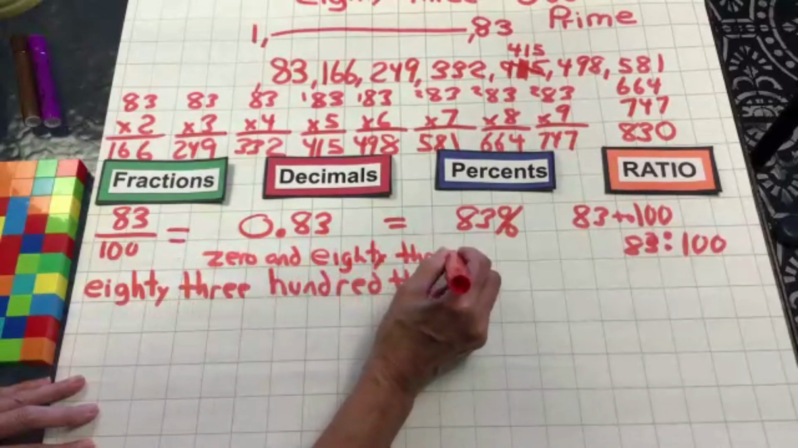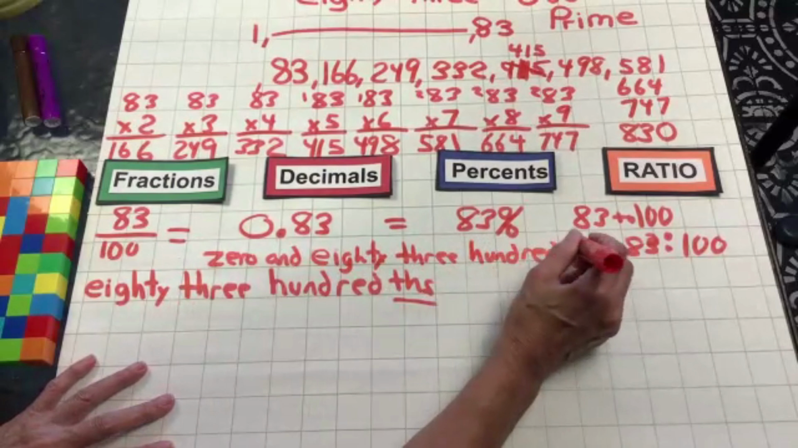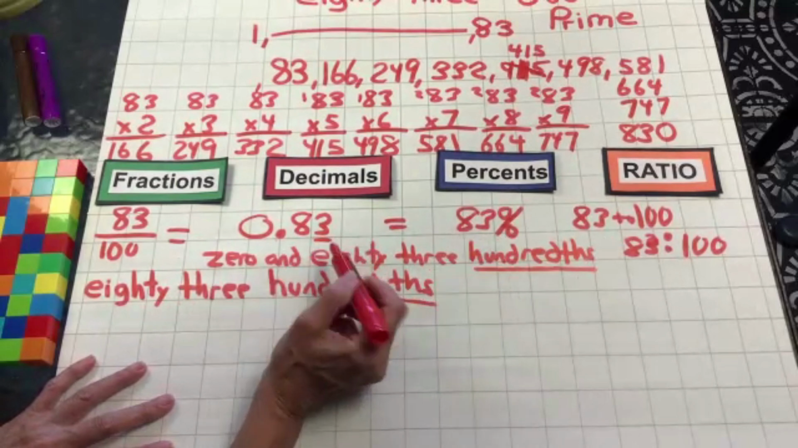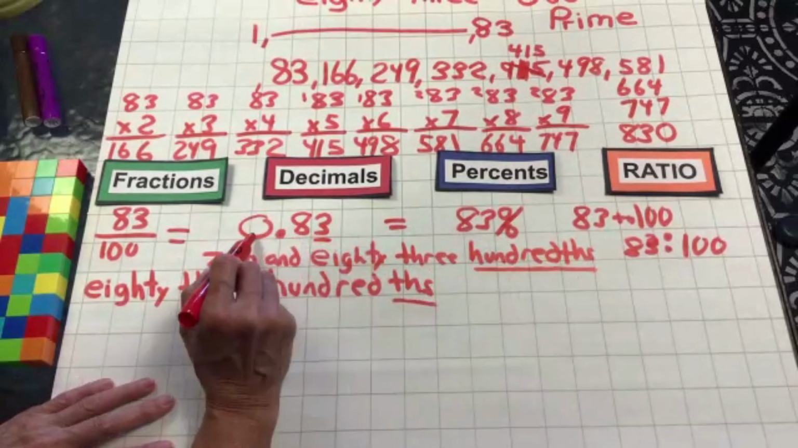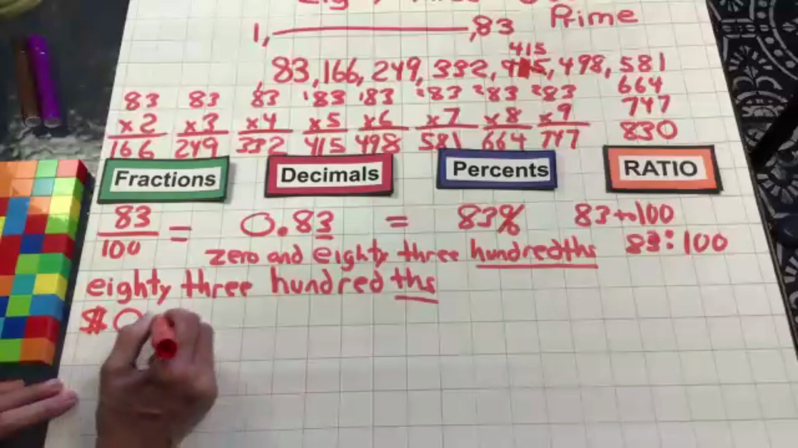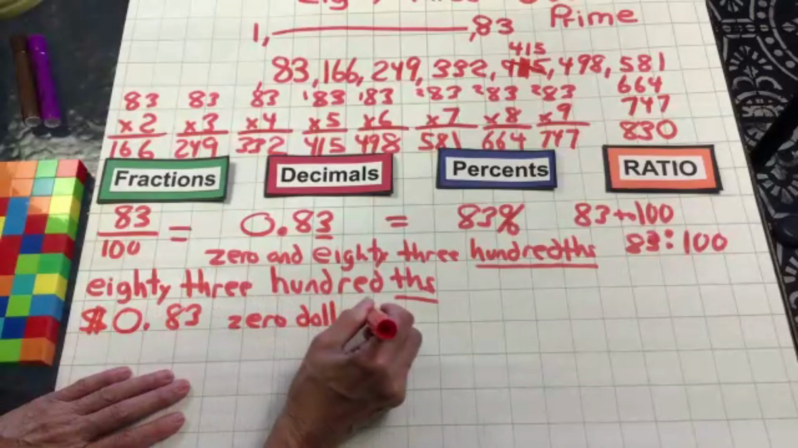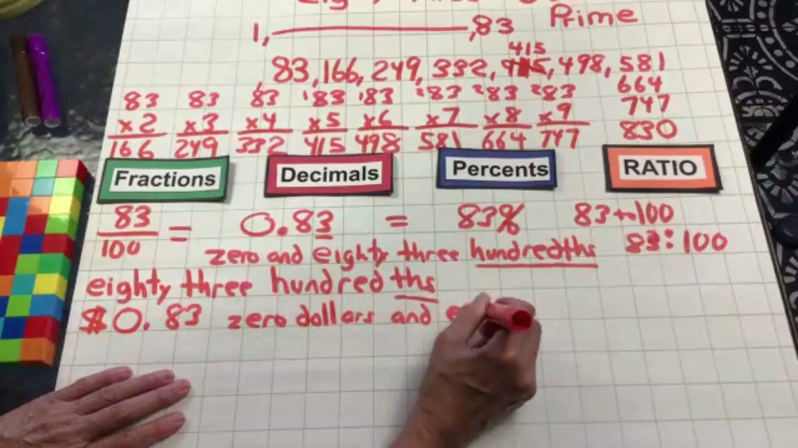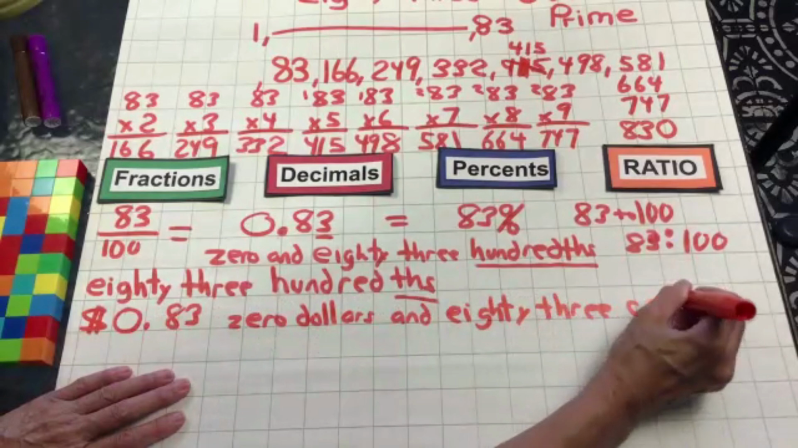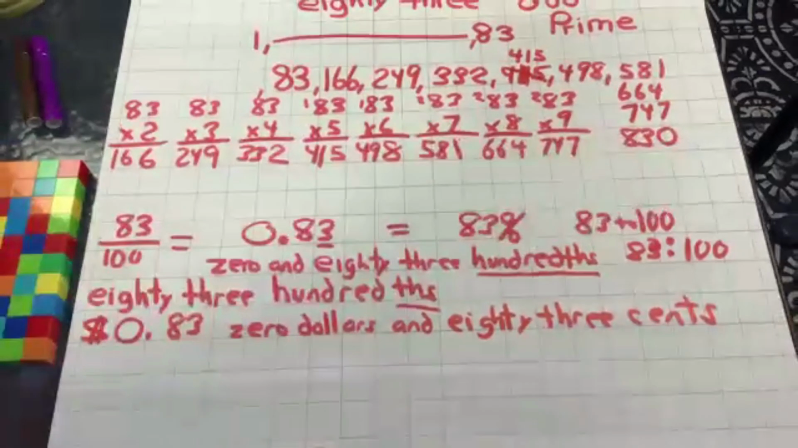And remember, when we're talking decimal, the last word of the number is where it ends. So it's ending in the hundredths place value. This is the tenths place value. This is the ones. So that's always the last one. Let's go on to our dollars. So it's $0.83. And we're done with our fractions, decimals, percents, ratios, money.